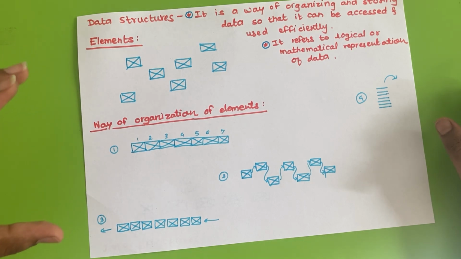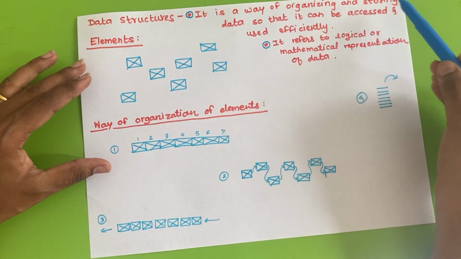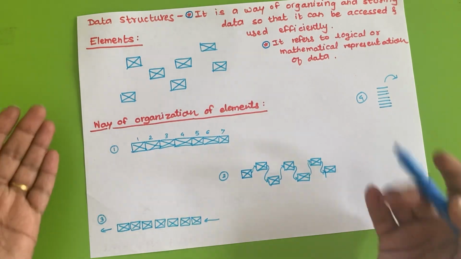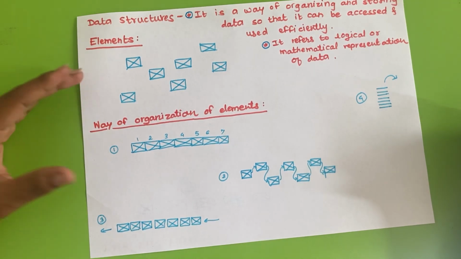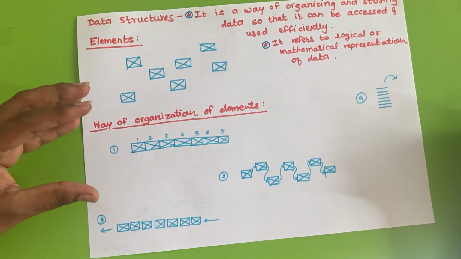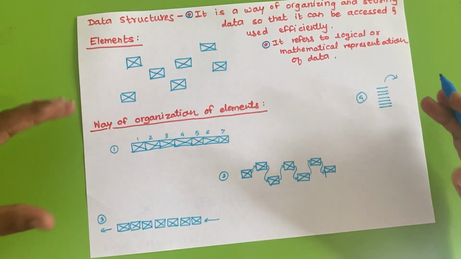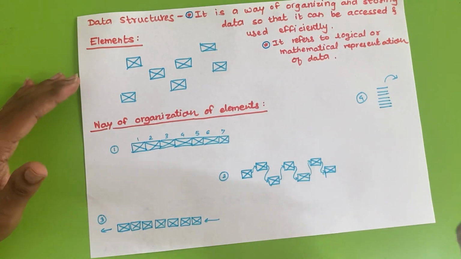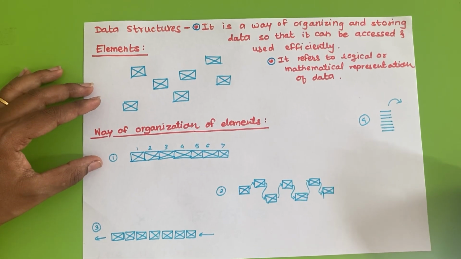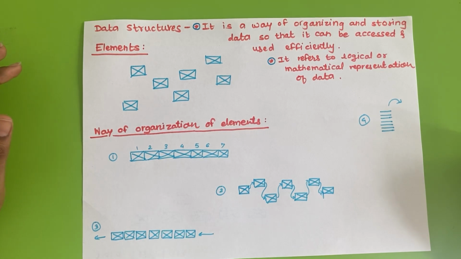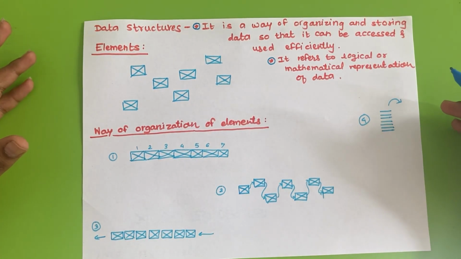So data structure is nothing but the way of organizing and storing data so that it can be accessed and used efficiently. We can take an example. Suppose we have clothes and a cupboard, and I want to organize these clothes in the cupboard so that I can get a cloth in very little time. The organization of such clothes can represent or correlate with the concept of data structures.